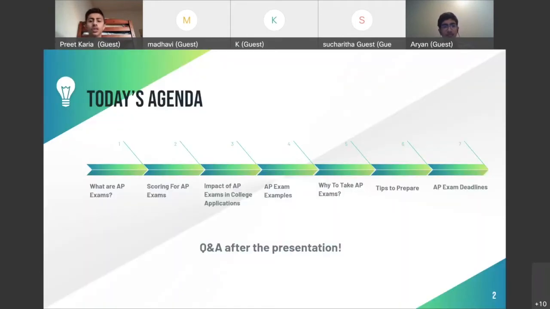We'll start with today's agenda. First, what are AP exams? Followed by the scoring for the AP exam and the impact AP exams have on your college application, followed by a few examples of AP exams in high schools. Then we'll talk about why we should take the AP exam. And following that, we'll talk about tips to prepare and exam deadlines.